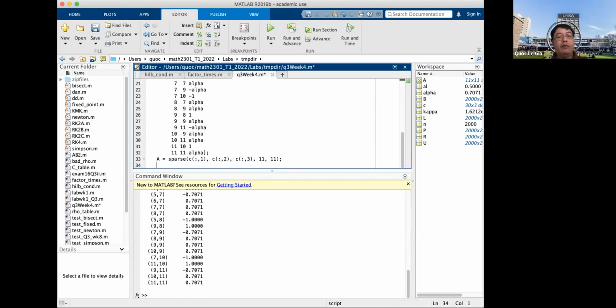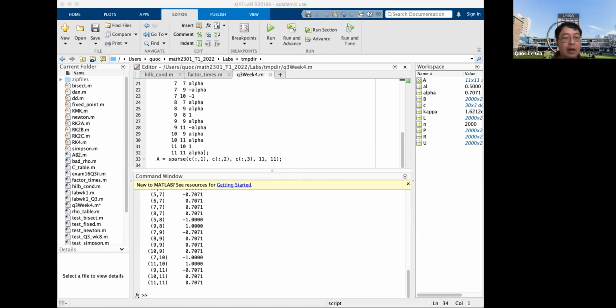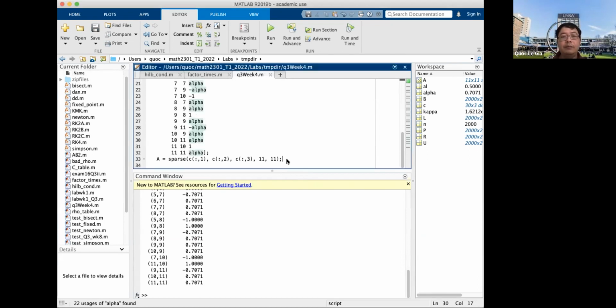And now you can define the right hand side. For the right hand side, we can assume that L is just equal to 1. Let me put it in.